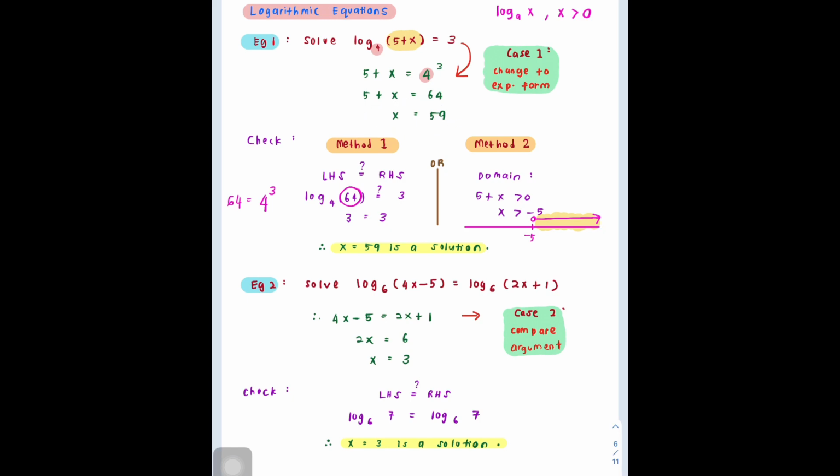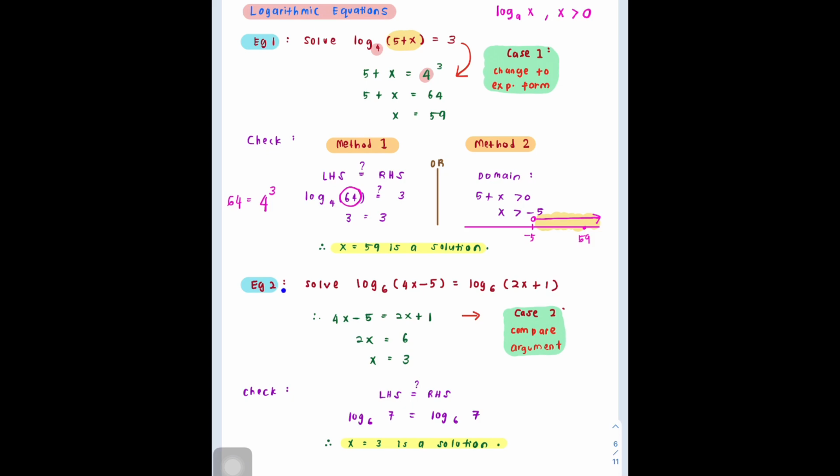So does your answer for x fall within the domain? 59 is somewhere here, at your right hand side. Since this value is within the domain, you can conclude that x equal to 59 is a solution. So just show one method, whether you want to choose the first one, left side equivalent to right side, or the domain. Okay, so for every log question, the checking method is compulsory.